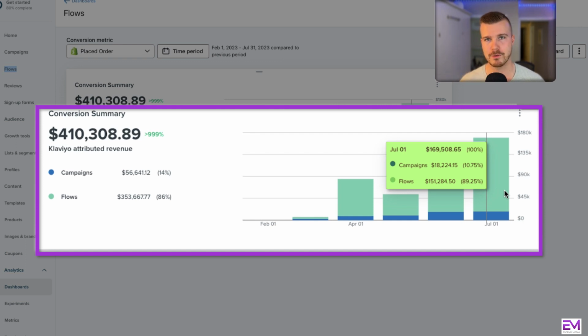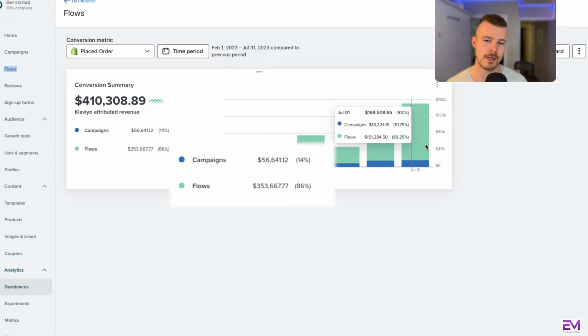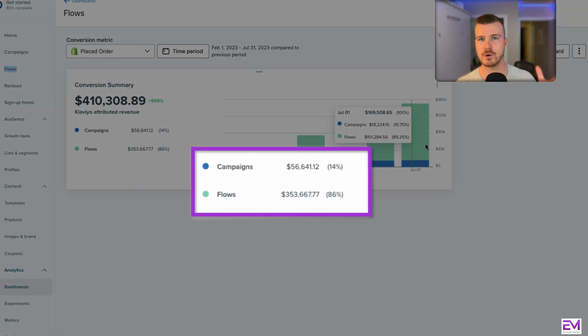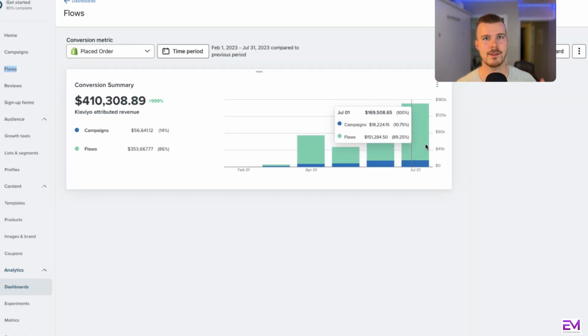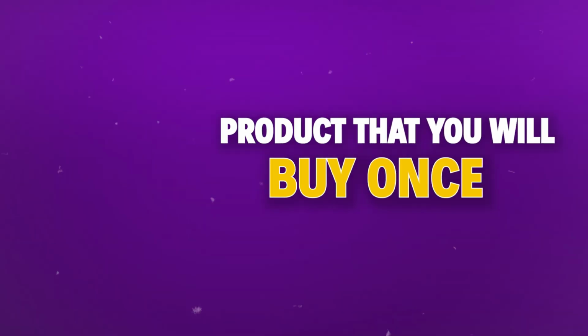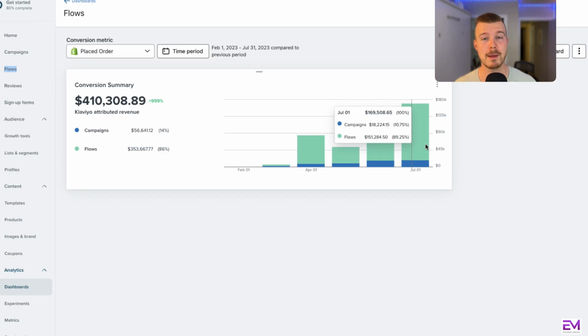email marketing revenue. Now, a key thing that you'll note here, if you look at the spread between the flows and the campaigns, is that 90% of their revenue from email came from flows versus campaigns. Now, there's a couple of reasons for this. Number one is because their product is not a product that you're going to continuously purchase. It's a product that you're going to buy once, and then you're maybe going to refer it to your friends or family, or maybe you'll buy it as a gift for a friend or family member if you really like the product. That's the first thing.